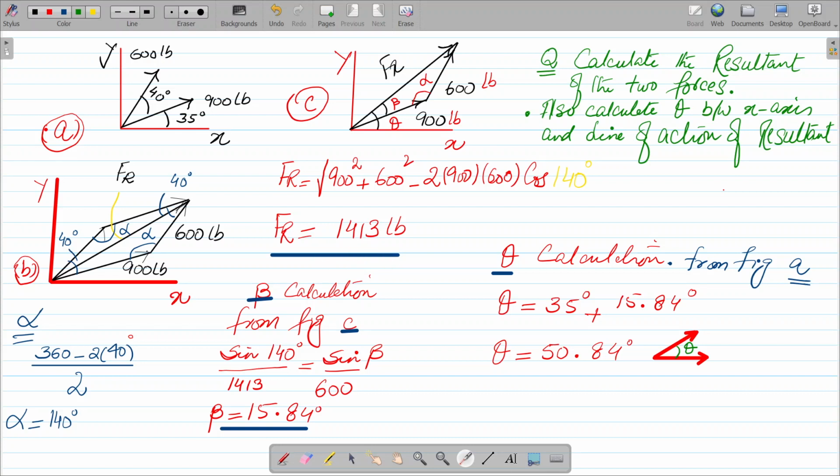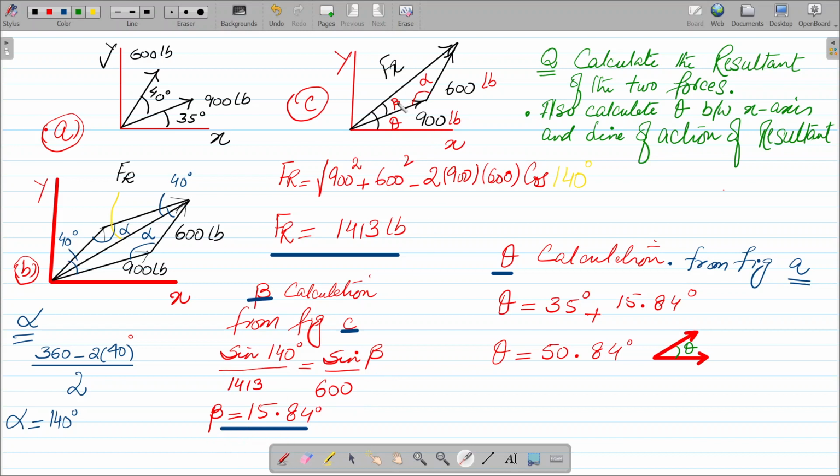Now we are interested in beta. Since we have calculated FR and we have alpha, and we only want beta, we have the magnitudes, so we can go for the law of sines. Alpha is 140 and the opposite side is FR. So we can write sine 140 over FR equals sine beta over 600, since the side opposite beta is the 600 pound force. So we get our beta as 15.84 degrees.